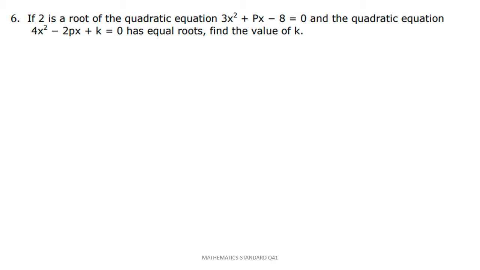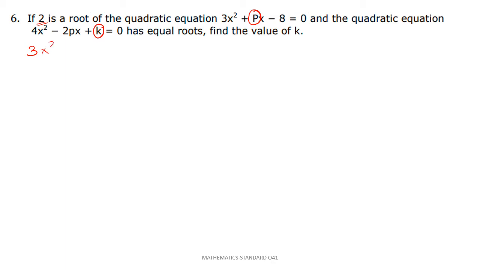So if you see this problem, children, we have two unknowns, right? We don't know what is p and we don't know what is k. So how to proceed this problem? First, use the given information, find the value of p. That is very simple. Then substitute that value in the next problem and use the condition. It is given as the equal roots. You know, equal roots means the discriminant b squared minus 4ac is equal to 0. So substitute in that, then it is very easy to find the value of k.